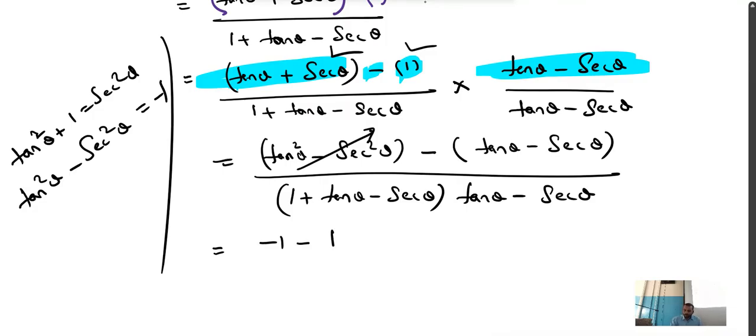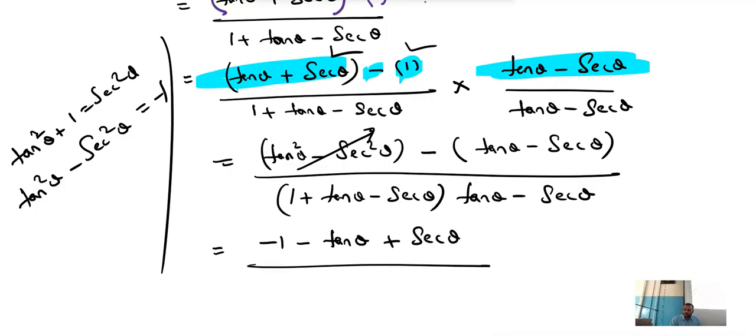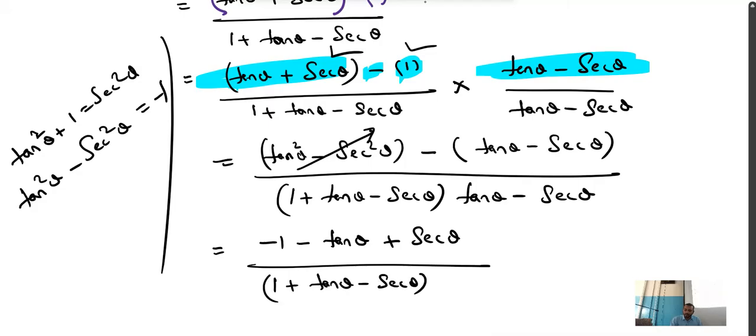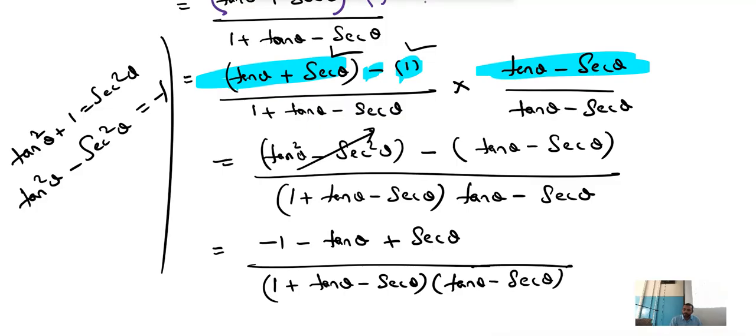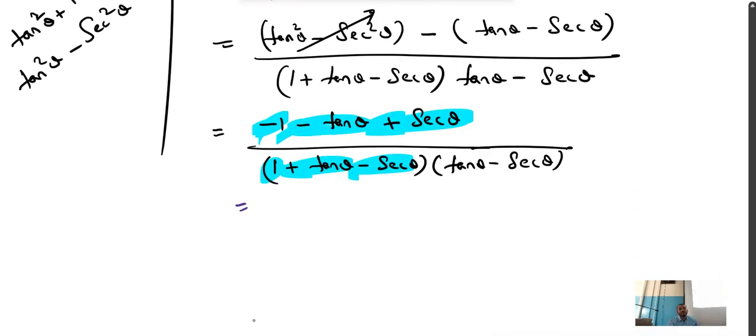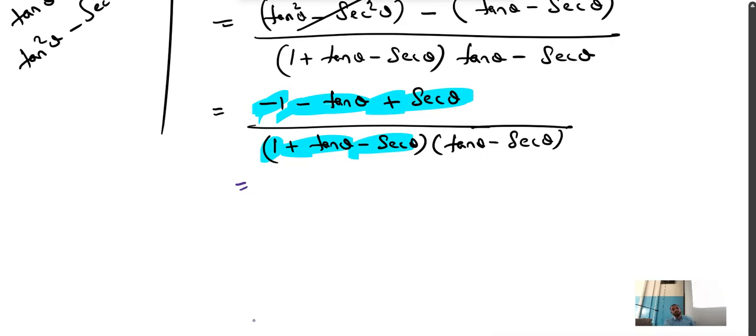Minus into plus, minus tan theta, minus into minus, plus secant theta, divided by 1 plus tan theta minus secant theta into tan theta minus secant theta. See children, one interesting thing here: here is plus 1, there is minus 1; here plus tan theta, here minus tan theta; here minus secant theta, there plus secant theta. Everything is opposite. So to interchange these things, what I will do, I will take minus as a common factor from the numerator. What shall we take?